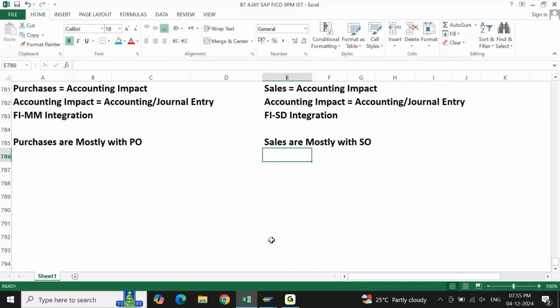You will see many people struggling to understand FI-MM integration, FI-SD integration even after attending interviews also. Reason, they prepare, they understand only with the purpose of interview preparation, which is not going to give you a clear, logical, conceptual understanding. Almost every purchase in every organization is with a purchase order, there is no other go. You have to know it. No exception, no excuses here.